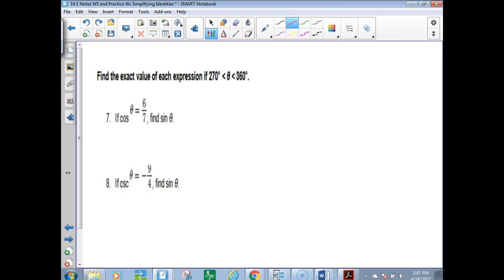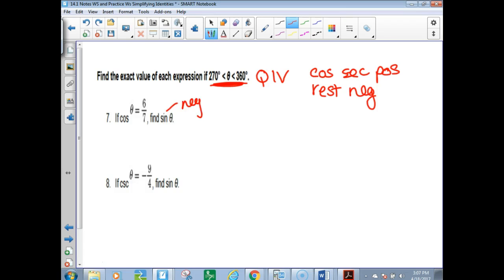All right, finally, where are we now? 270 to 360. You need to know how to read these and identify your quadrant. That's quadrant 4. All students take calculus. Cosine and secant are positive. The rest are negative. Okay, so if cosine and secant are positive, then sine is going to be negative. Okay, so number 7's answer should be negative.